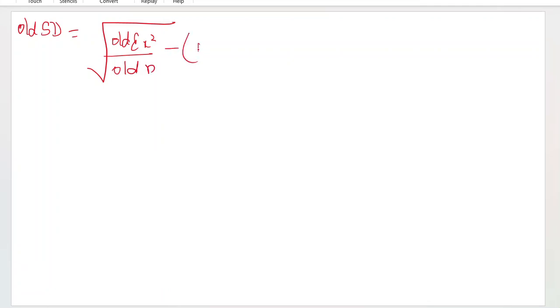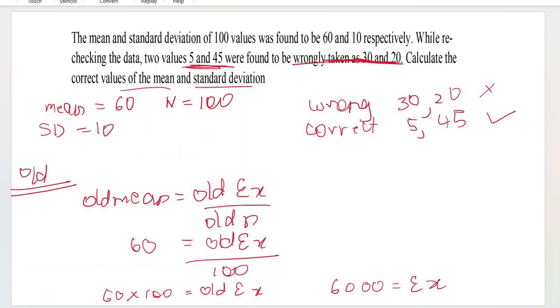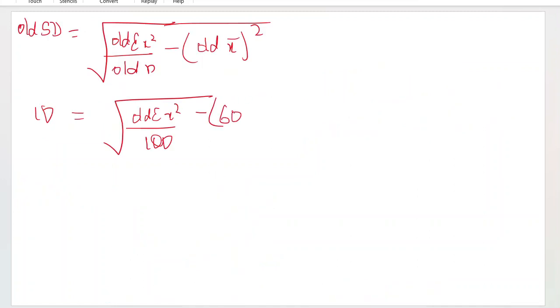We also deal with old SD, which is given as root of old sum of x square upon old n minus old x bar square. So old SD is 10. Old sum of x square we shall find. Old n is 100. And old x bar is old mean, which was found to be 60, so this is 60 square.